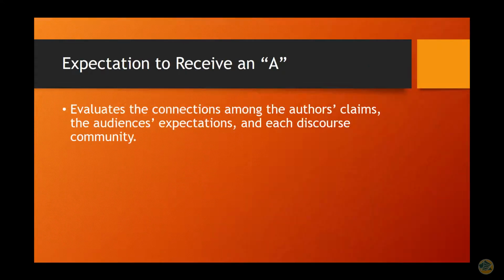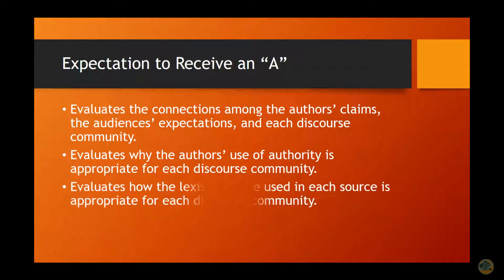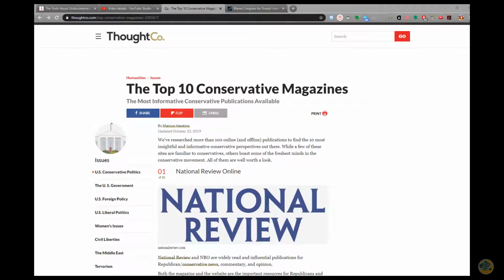Remember that to receive an A, you need to evaluate the connections among the author's claims, the audience expectations, and each discourse community. Also evaluate why the author's use of authority is appropriate for each discourse community. Evaluate how the lexis and tone used in each source is appropriate for each discourse community. You're going to compare two articles.